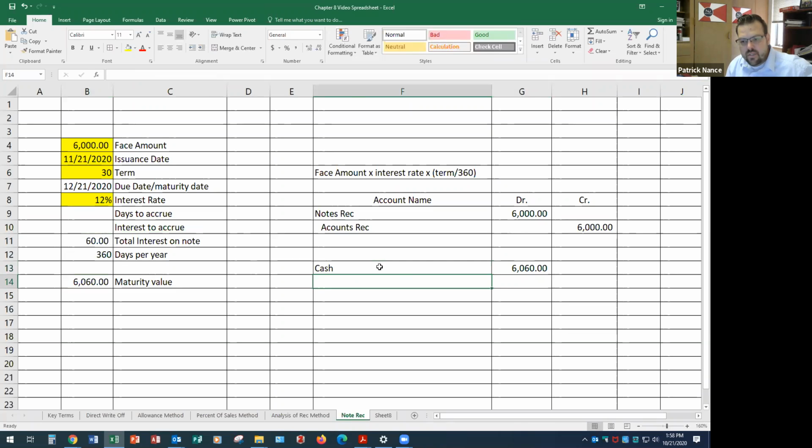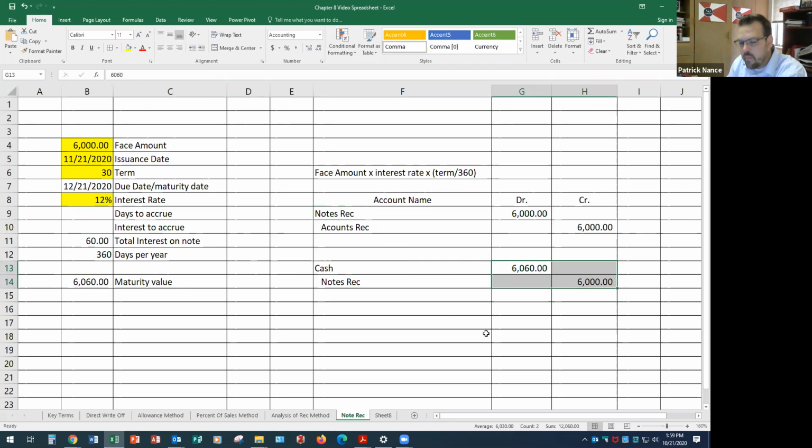Now, the issue is that not all of that is actually for the receivable. Some of that is also interest. So after they pay us, they no longer owe us this note. So we need to get rid of the note receivable, but that amount was only $6,000. So we would credit notes receivable for $6,000.